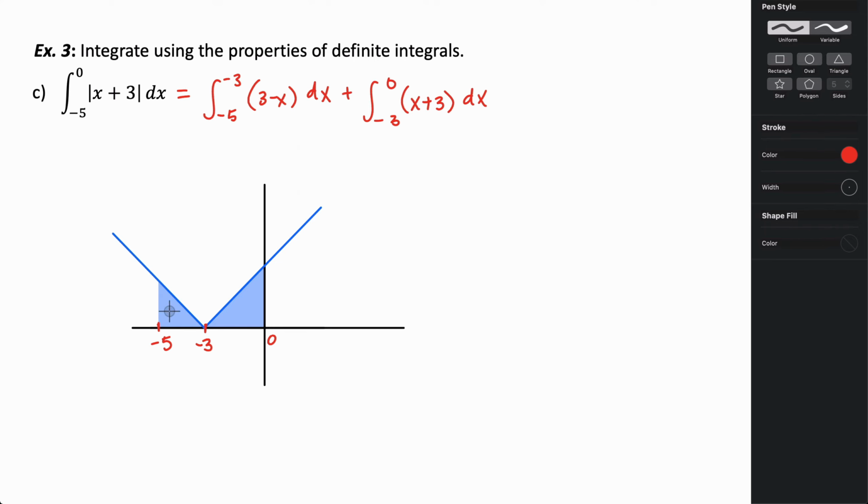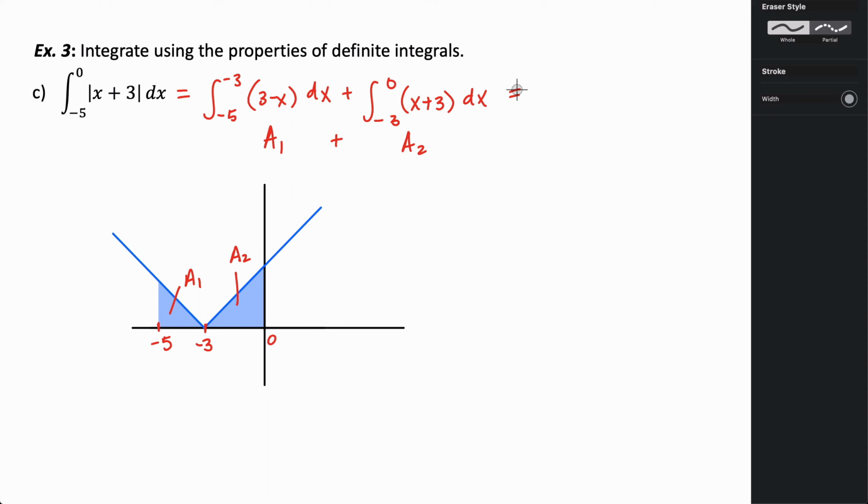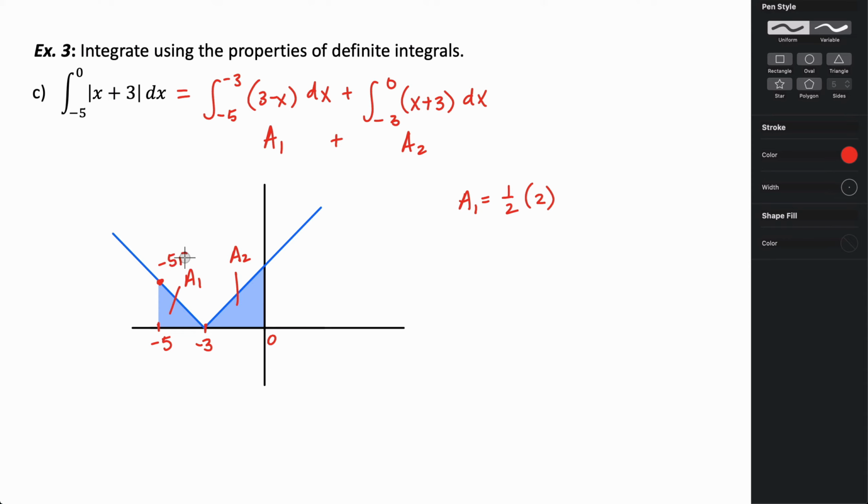So let's call this area 1. We'll call this one area 2. All right, and so that's going to be area 1, and that's going to be area 2. And we're adding these together. So it's 2 triangles. So area 1, its area is 1/2 the base. The base in this case is 2, times the height. So at negative 5, if we plug this in, negative 5 plus 3 is absolute value of negative 2, so that's 2 there. So negative 5 comma 2. So its height is 2.